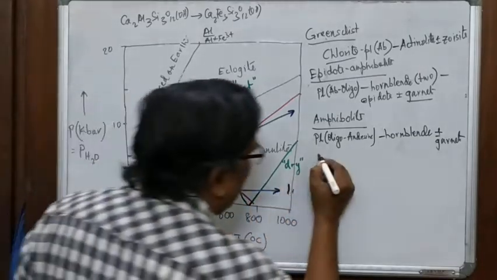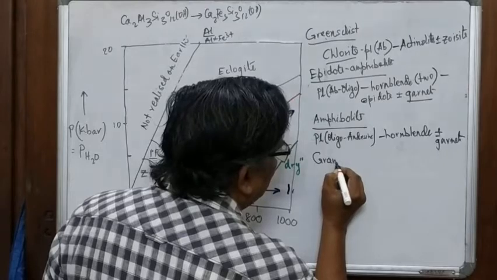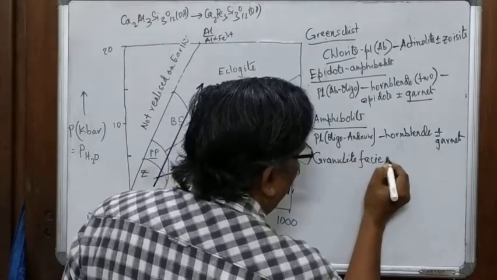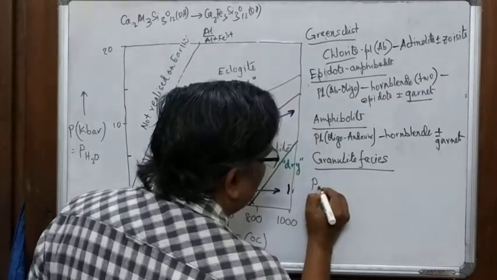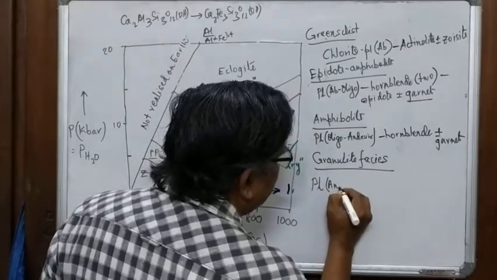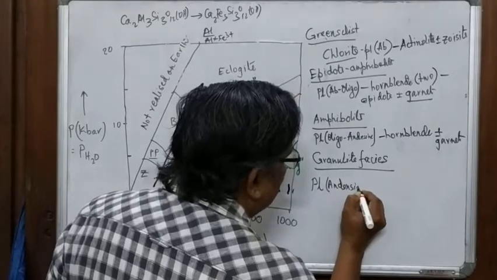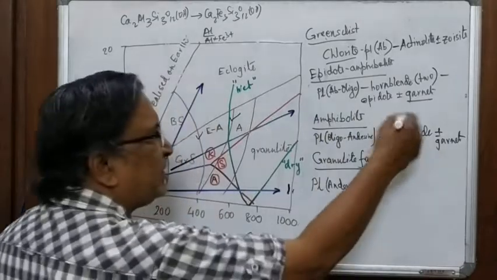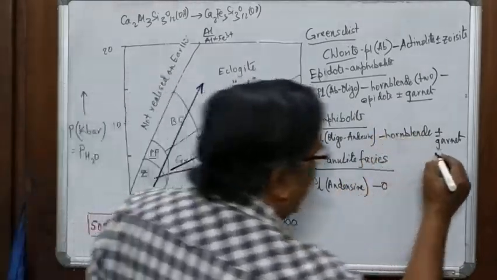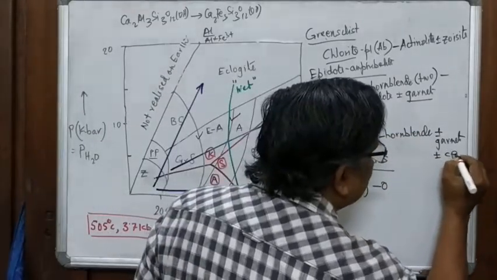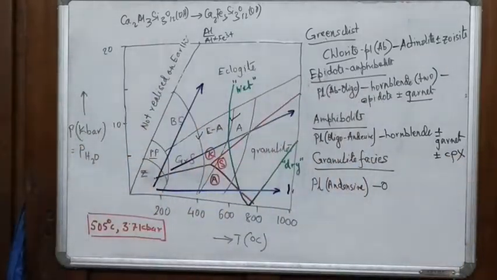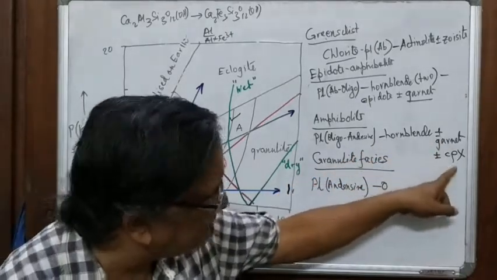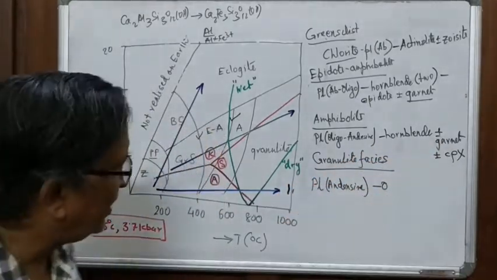And then we have the granulite facies. Here you have again plagioclase, mostly andesine in composition. There is another mineral that comes into the amphibolite facies. I've not written it. It's plus minus clinopyroxene. That's another mineral that comes in the amphibolite facies. Plagioclase, hornblende, plus minus garnet, plus minus clinopyroxene.